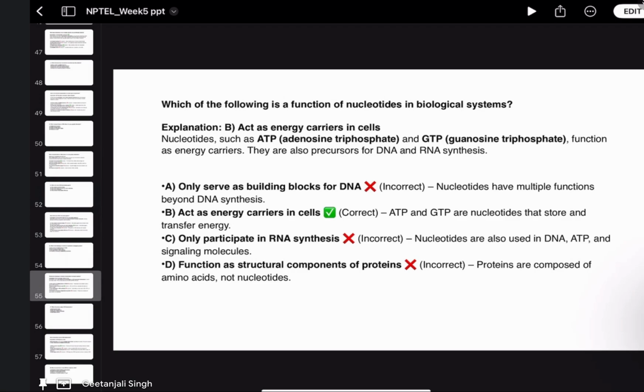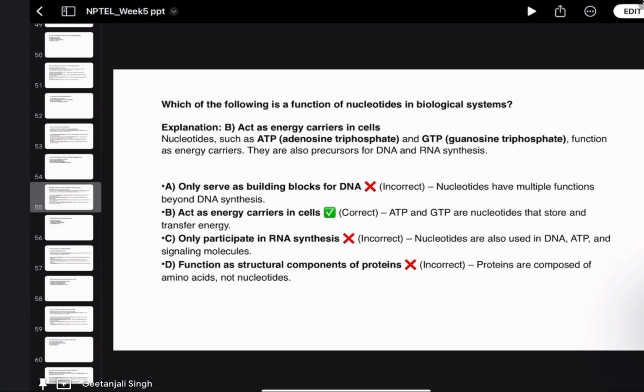The correct answer is B, act as energy carriers in the cells. Nucleotides such as ATP and GTP function as energy carriers, and they are also precursors of DNA and RNA synthesis. So they have multiple functions beyond being the unit for DNA structure. So yeah, we discussed enough now about nucleotides.